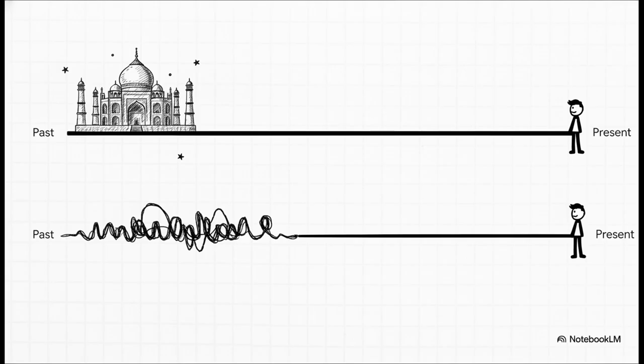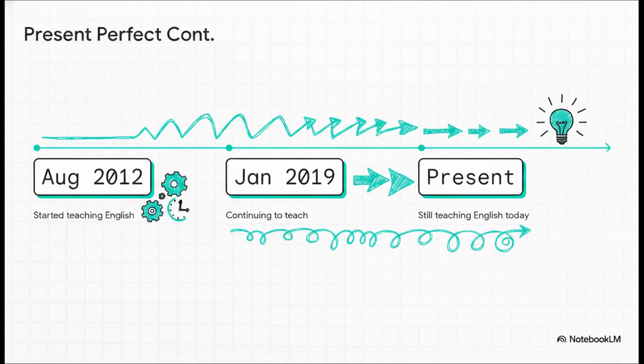Next, the present perfect continuous. The formula is have or has plus been plus V-ing. Look at that. V-ing pops up again because, like we said, it's continuous. We use this for actions that started a long time ago and are still happening today. And this brilliantly illustrates exactly what the present perfect continuous does. If I tell you, I have been teaching English since August 2012, I'm showing you an action that started way back in the past, kept going right through 2019, and spans a massive duration of time, all the way up to the current exact second we're in right now.